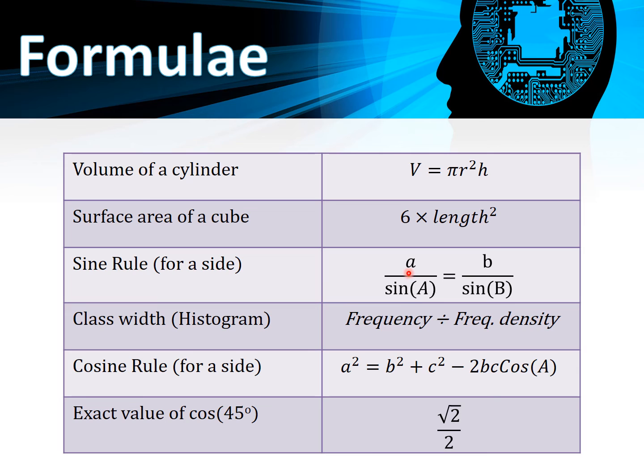Sine rule for a side: a over sine A equals b over sine B. You could put equals c over sine C if you wanted. Class width for a histogram is your frequency divided by frequency density. Remember, frequency is the area of the bar. Cosine rule, if you've not done cosine rule from the taught videos yet, you're not going to know this one, so maybe you need to pause, go back, do that bit. We've got a squared equals b squared plus c squared minus 2bc cos A, and the exact value of cos 45 is root 2 over 2.